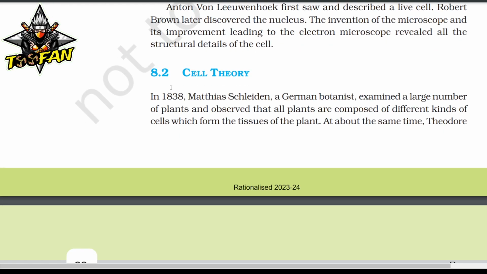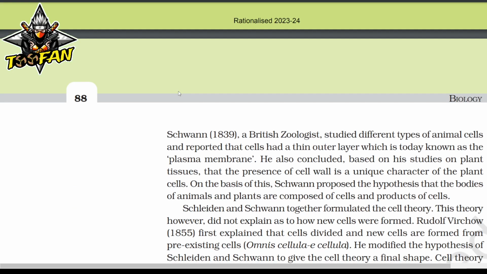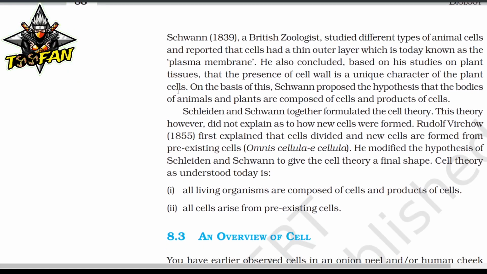Cell theory. In 1838, Matthias Schleiden, a German botanist, examined a large number of plants and observed that all the plants are composed of different kinds of cells which form the tissue of the plant. At about the same time, Theodor Schwann, in 1839, a British zoologist, studied different types of animal cells and reported that cells had a thin outer layer which is today known as the plasma membrane.